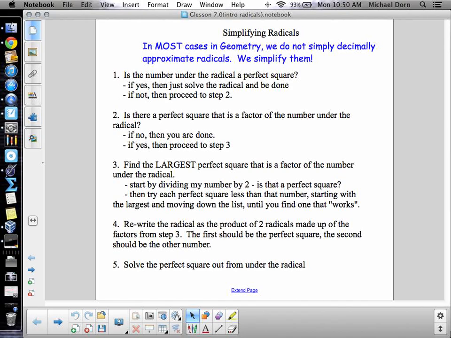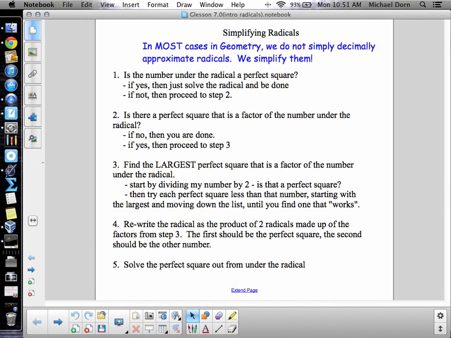The step-by-step process for simplifying radicals, again, is something we've gone over a few times, at least in my sections. You probably did in geometry as well, and it is pretty simple. First step: is the number under the radical a perfect square, like 16 or 25? If it is, we just simplify it and we're done. Problem solved. So if I get the square root of 16, that's 4. Done. I don't have to continue to take the square root because it's already been solved.